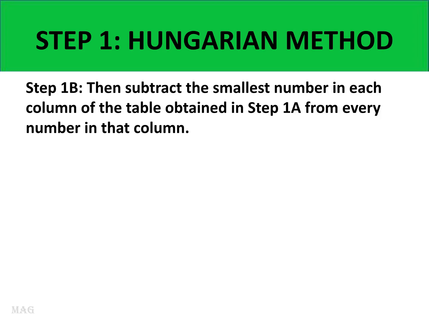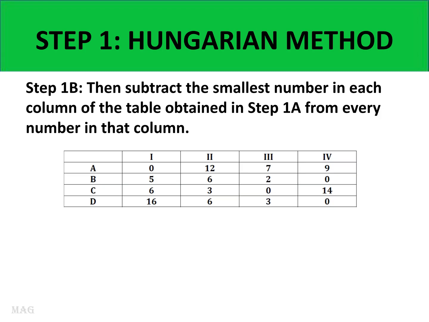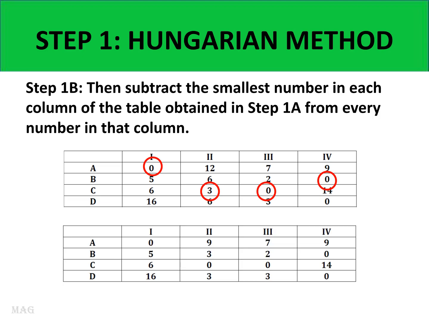Then we subtract the smallest number in each column of the table obtained in step 1a from every number in that column. In the first column, the smallest number is 0. So if we subtract 0 from all the numbers in the first column, we will get the same entries. In the second column, the smallest number is 3. So we get 12 minus 3, 6 minus 3, 3 minus 3, and 6 minus 3. And in the third and fourth columns, the lowest numbers are both 0. Therefore, the entries in the third and fourth columns will remain unchanged.